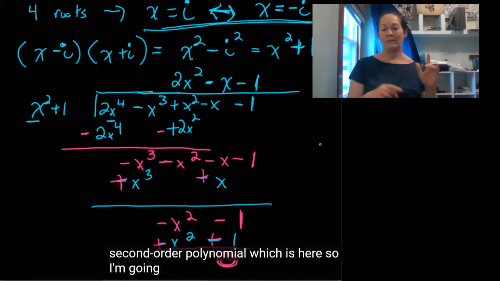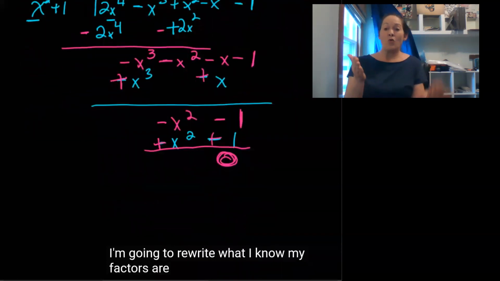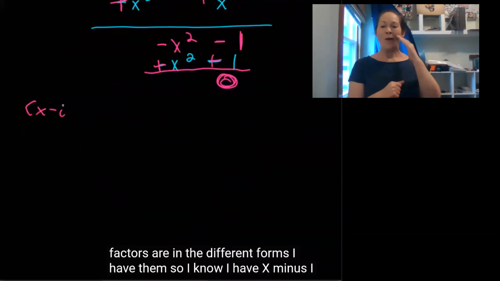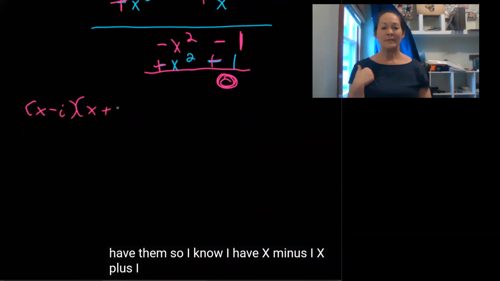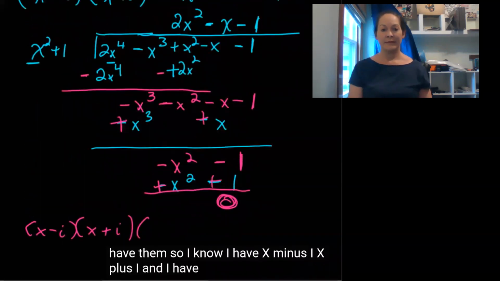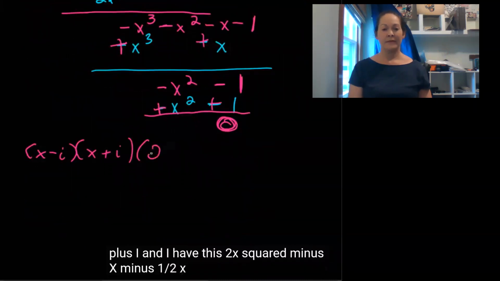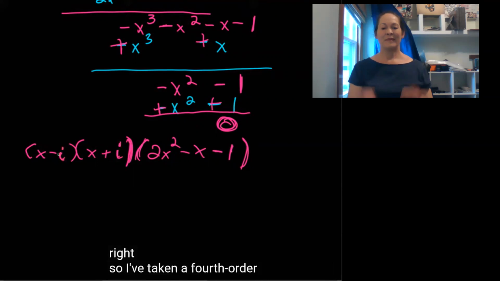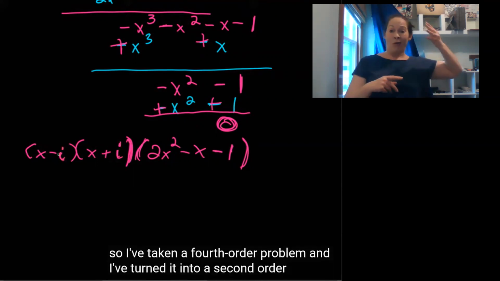Which is here. So I'm going to rewrite what I know my factors are in the different forms I have them. So I know I have x minus i, x plus i. And I have this 2x squared minus x minus 1. Right. So I've taken a fourth order problem and I've turned it into a second order problem.